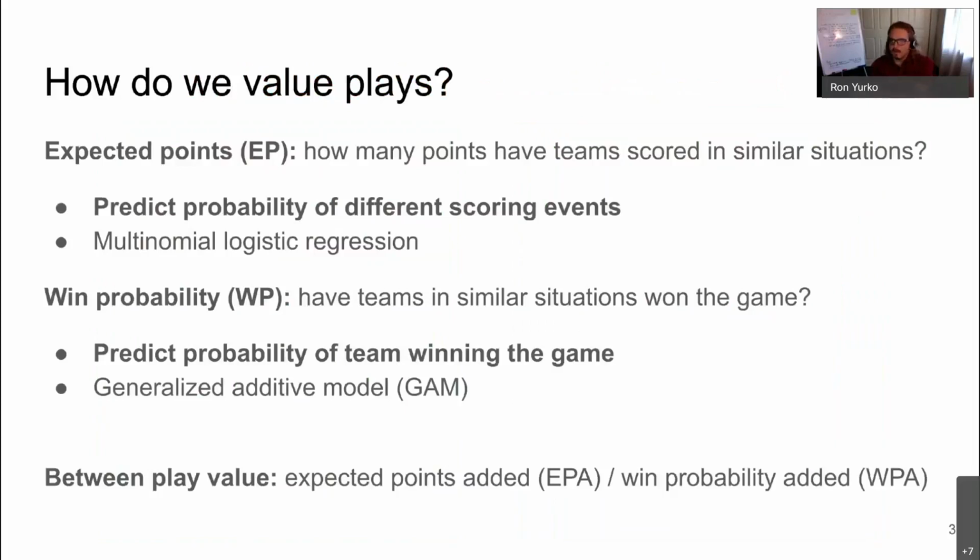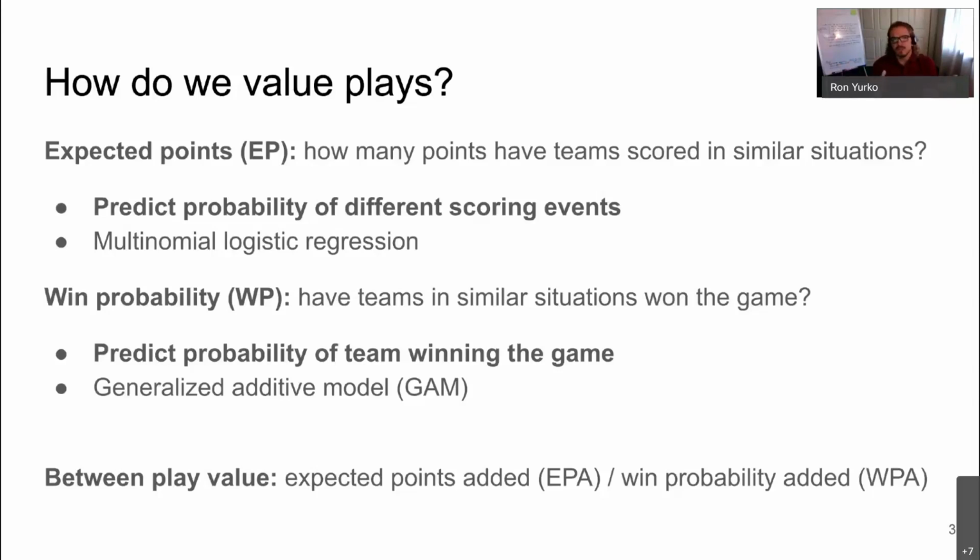And then win probability is just thinking of, okay, given all the same information, now accounting for something like score differential, how likely is the team to win the game? And then you can actually value those 10 yards on that 3rd and 15 halfback draw, or those 2 yards on the QB sneak, by looking at the change between the start of the play and the end of the play. That leads to these expected points added and win probability added.